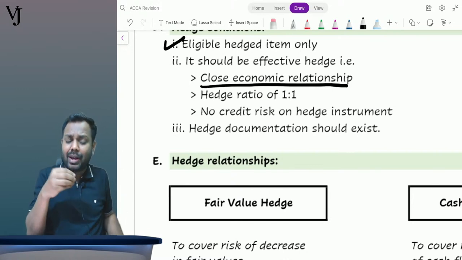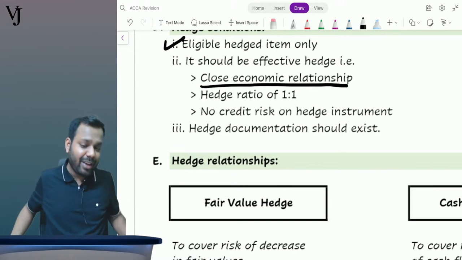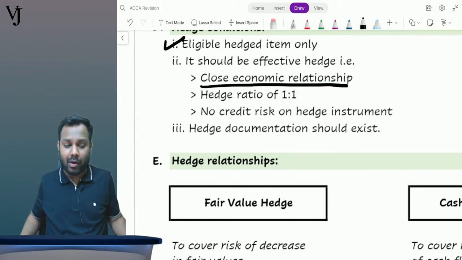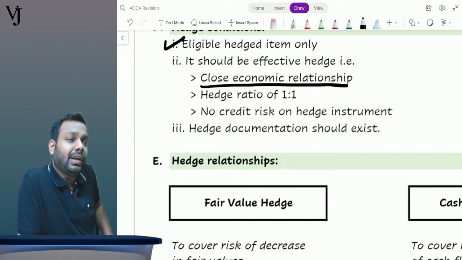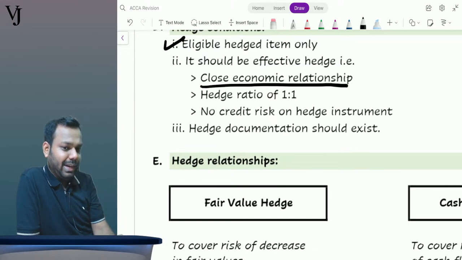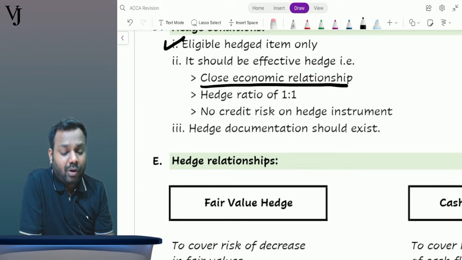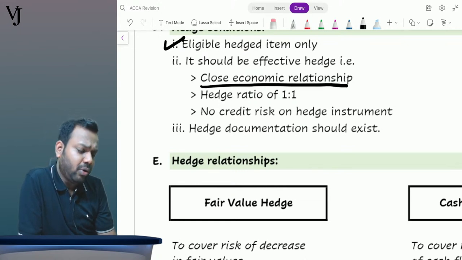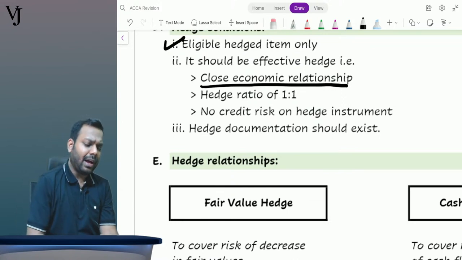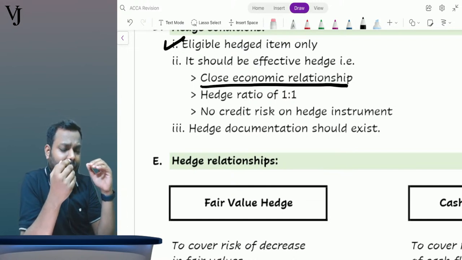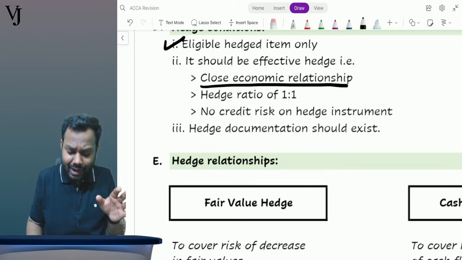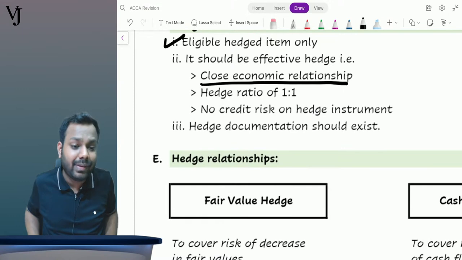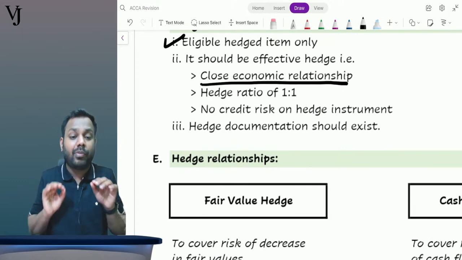Let me give another example. I have purchased the equity shares of Tata Steel, and now I am worried that the price of Tata Steel might decrease. So for that, what I do is enter into a contract to purchase plastic in the future. Because what I have noticed is that when the price of the equity increases, the price of plastic decreases. Is there any relationship between them? No. So that cannot be designated as a hedge instrument. There should be a close economic relationship.